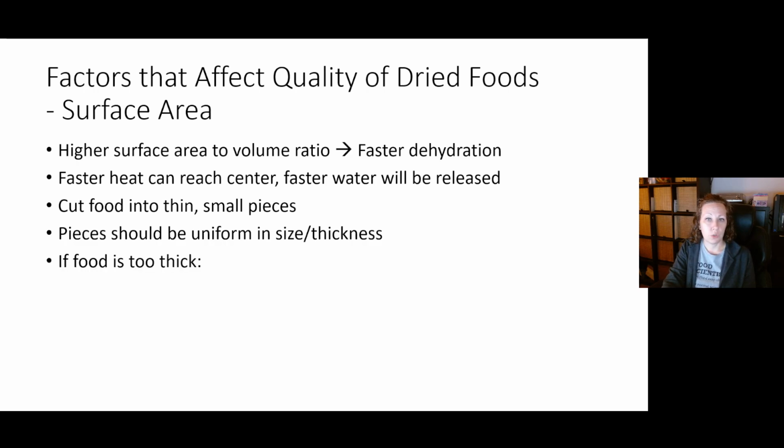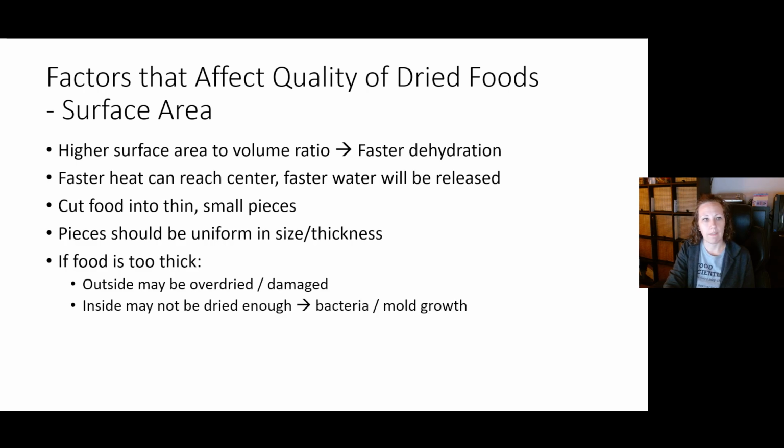If your food is too thick, what can happen is the outside may be over dried and damaged, because that outside is still getting constant heat, and the inside may not be dried enough, so you can get bacteria or mold growth. And after the dehydration process has stopped, moisture will eventually migrate to the outside. It will equilibrate so that the moisture is pretty consistent throughout the product.